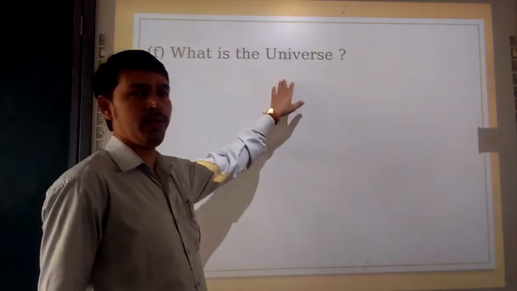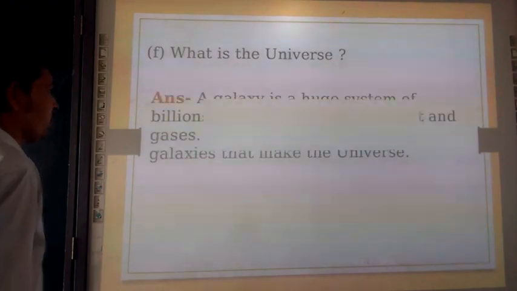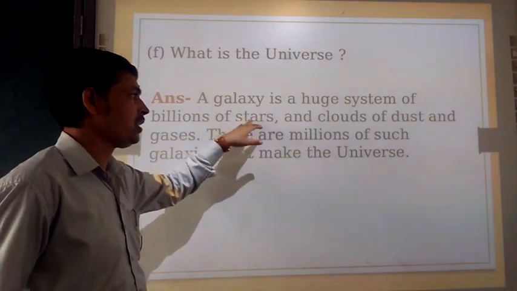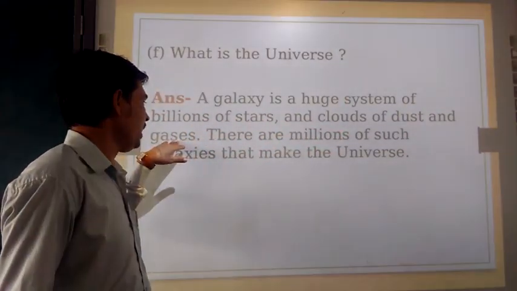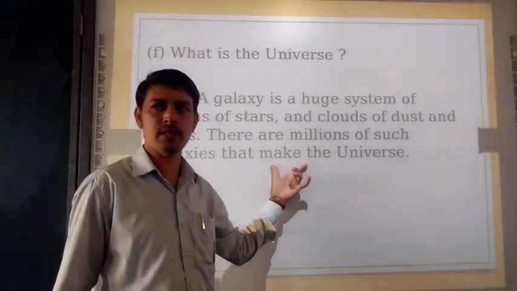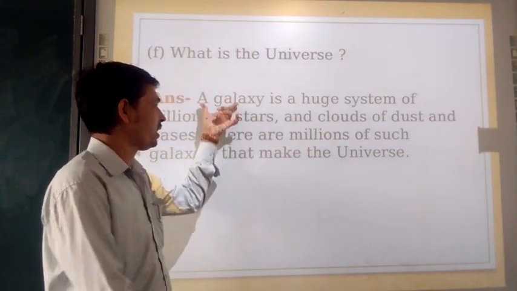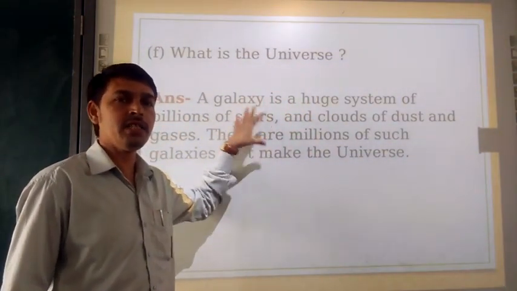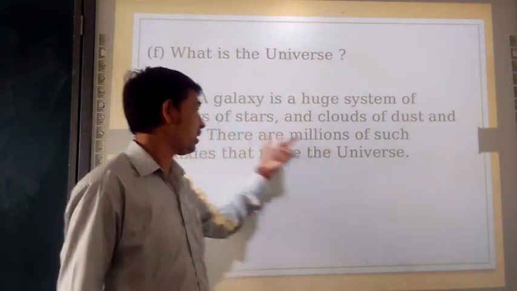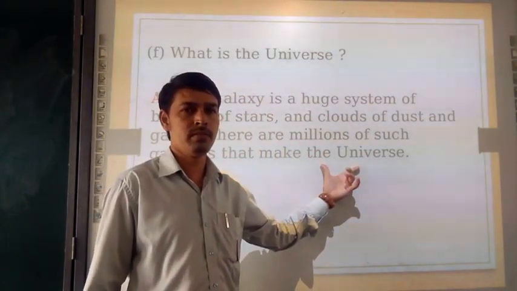What is the universe? So we are going to have the answer now. A galaxy is a huge system of billions of stars and clouds of dust and gases. There are billions of such galaxies that make the universe. That I have taken from the textbook only, so in the textbook also you will get the same language. By reading this, you have to frame your own answer about what the universe is. Billions of such galaxies make up the universe.